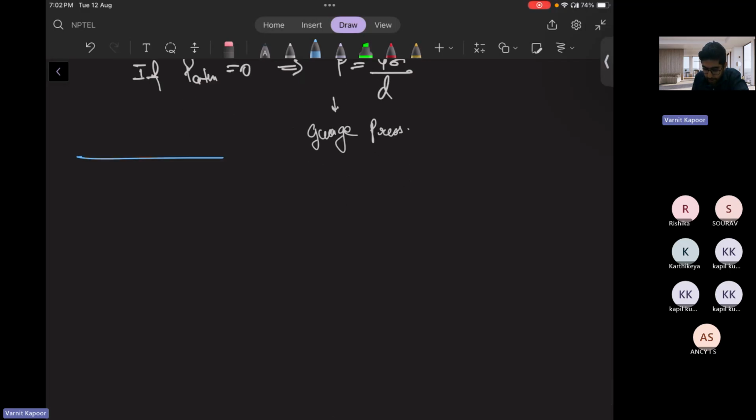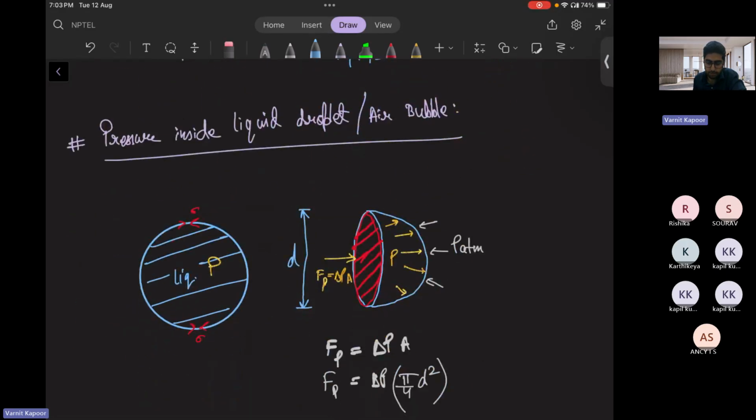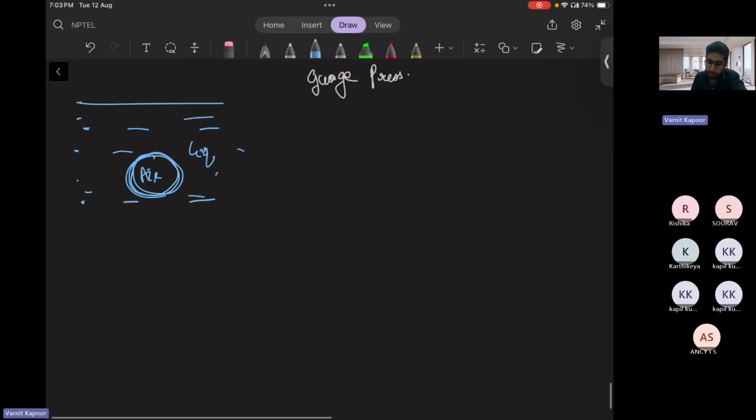You have a liquid, and under that liquid there is an air bubble. So this is also a single surface interface. It is the same as a liquid. Again, this is air, this is liquid. So it is also a single surface interface like the single surface interface here. So both are the same.